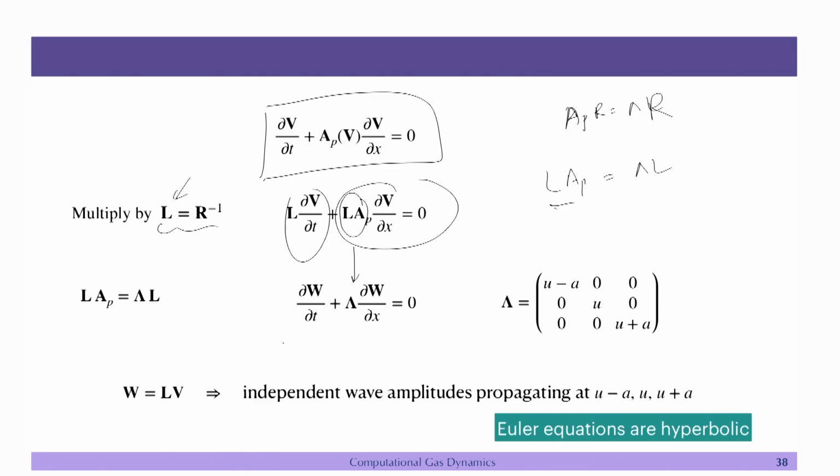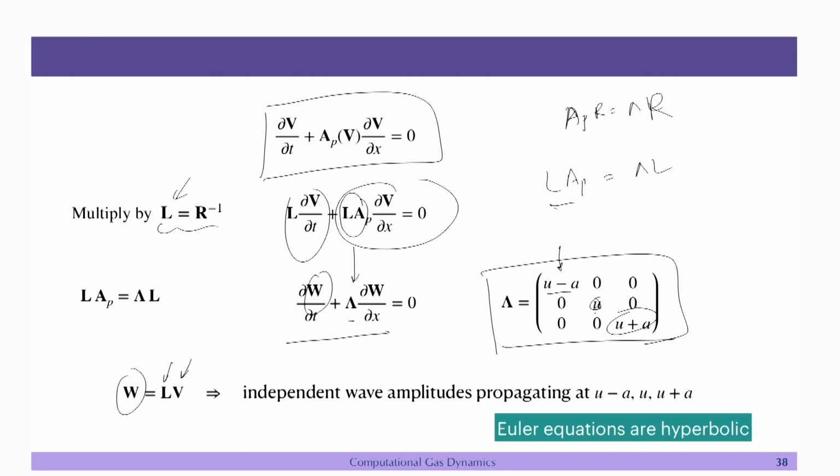Now, we introduce another vector W, which is the left eigenvector multiplied by V. Why are we doing this? Because lambda is a matrix which is given like this, so it becomes linearly independent. Now, we have got 3 eigenvalues, u minus a, u and u plus a.